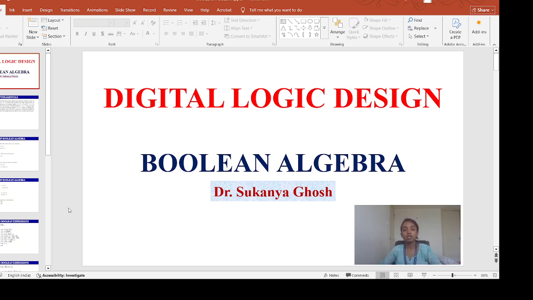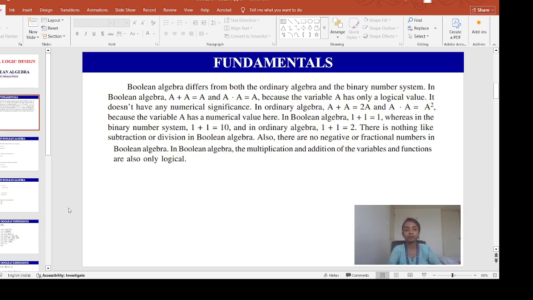Hello everyone. So today's topic is Boolean algebra. Let's first go through the fundamentals of Boolean algebra. Boolean algebra differs from both the ordinary algebra and the binary number system.